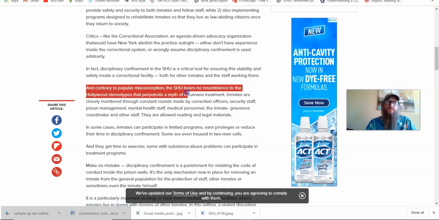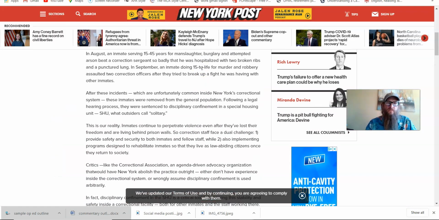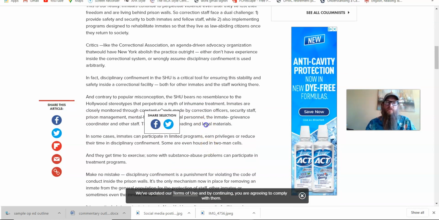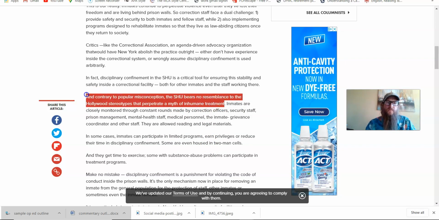Contrary to popular misconception, the SHU, right, the Special Housing Unit, also known as solitary, bears no resemblance to the Hollywood stereotypes that perpetuate a myth of inhumane treatment. I'm going to ask you a really silly question. Why can't he just stop there? Why isn't it enough to say just that?